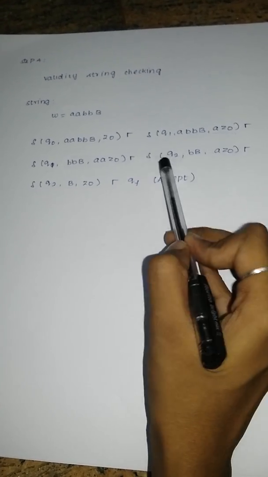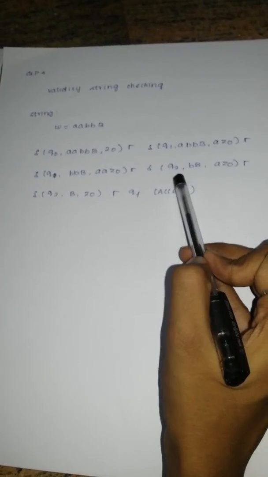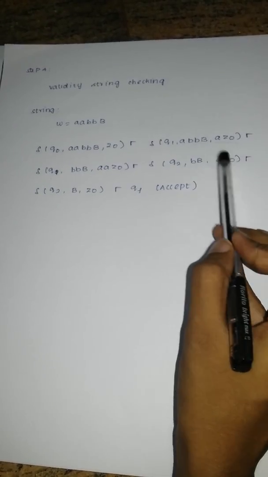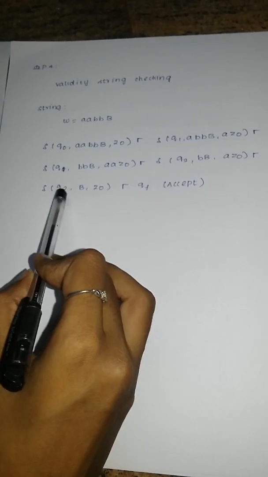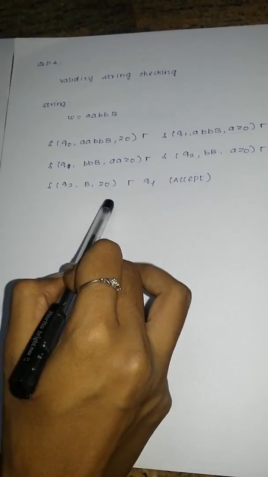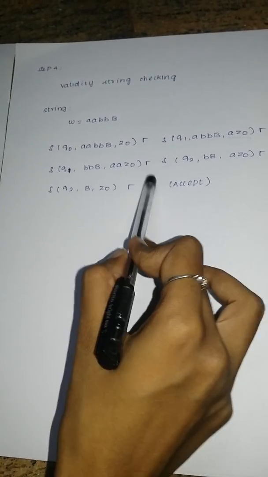Then it moves to Q2 by popping A from the stack. Then it is done for subsequent B's also. When it reaches a blank and Z0 as the top of the stack, it moves to the final state QF. Then the string is accepted.